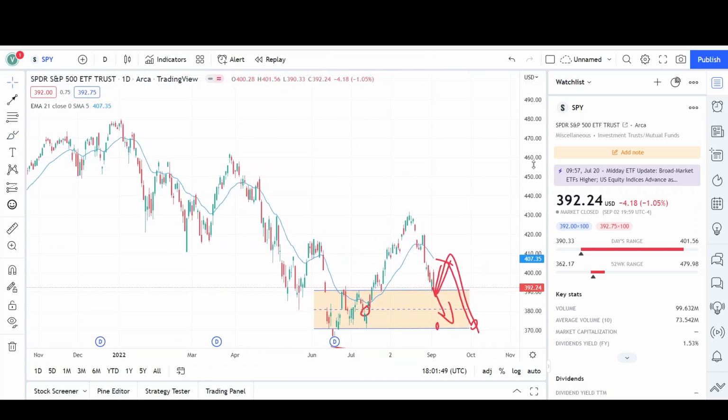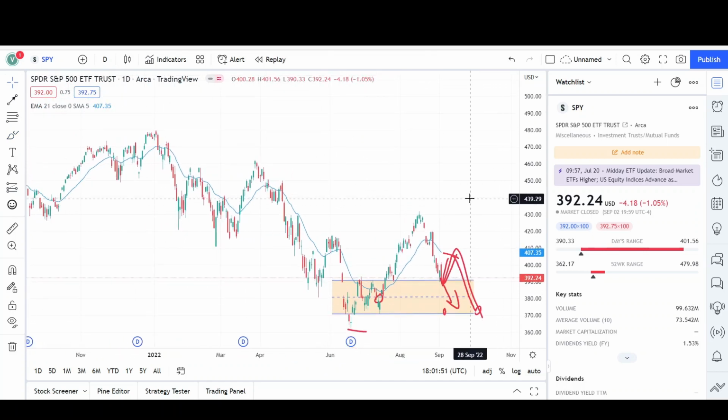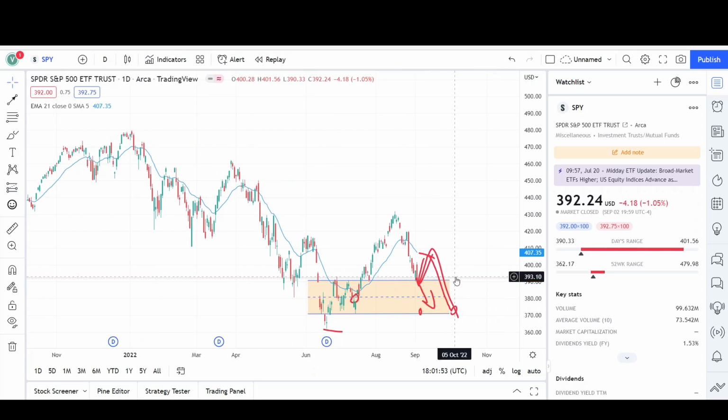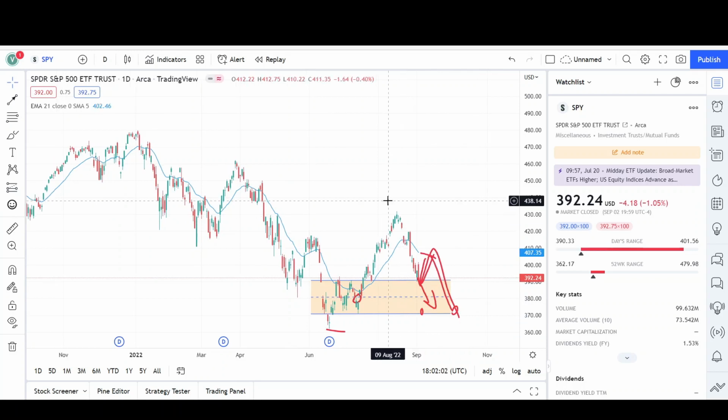Either way, my previous analysis still holds, that we're probably going to be making a new low of this downtrend at the 360 level. And if anything else drastically changes, I'll give you guys an update next week, Sunday. So let's go and switch it over to the weekly chart.